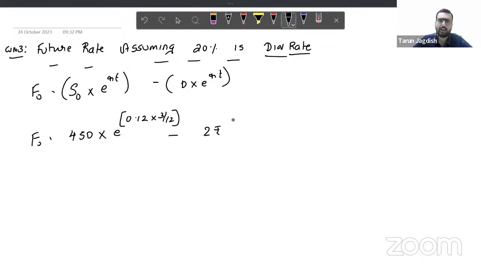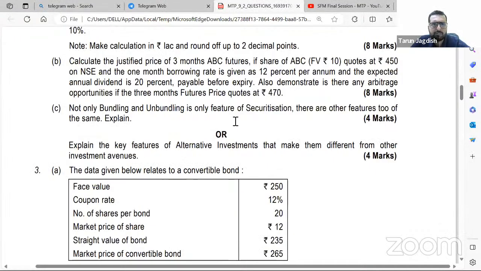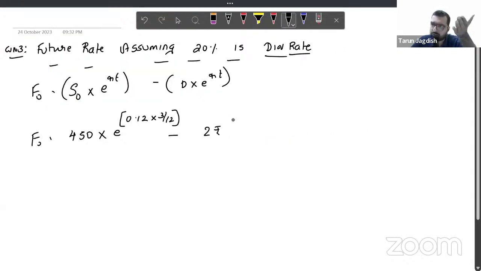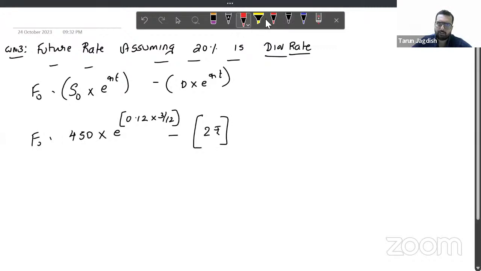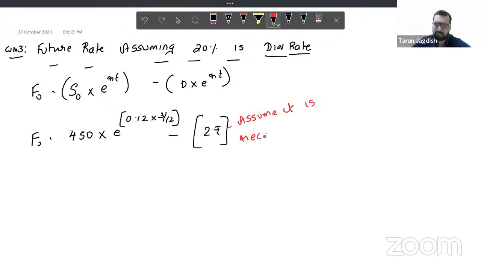Minus 2 rupees. Now, when have they received the 2 rupees? Again, not given. So we can assume it to be received either at the beginning of 3 months or at the end of 3 months or in between. What assumption do you want to take? At the beginning or at the end? End. All right. So into 2, we'll give a note over here: assume it is received at the end. If you do at the end of 3 months, compounding is not required. So 0.12 into 3 by 12 will be 0.03.